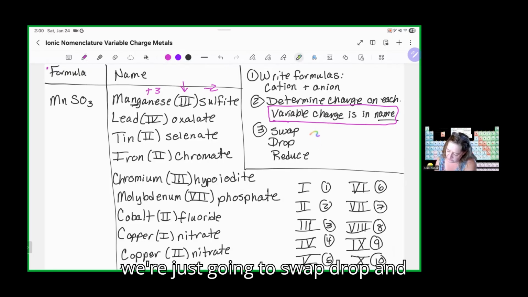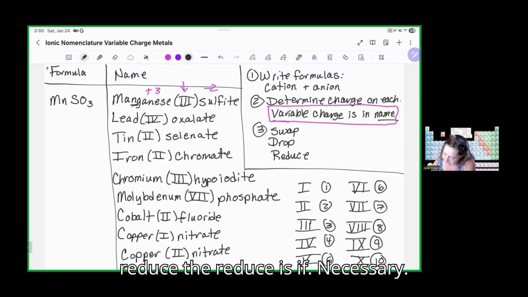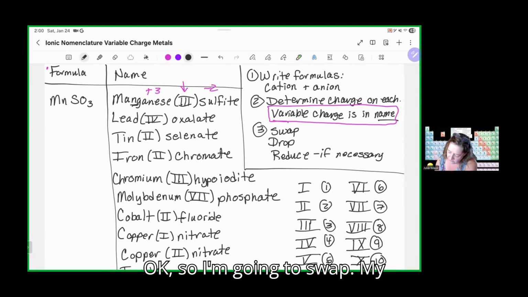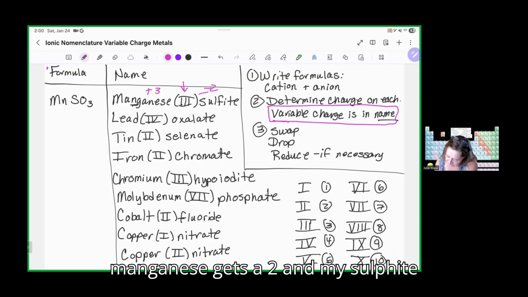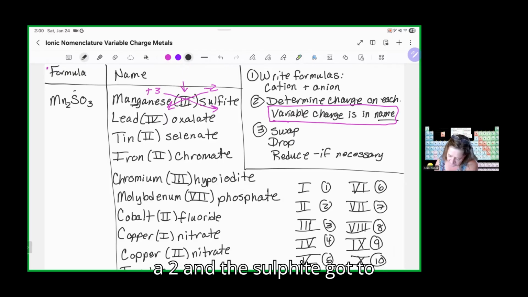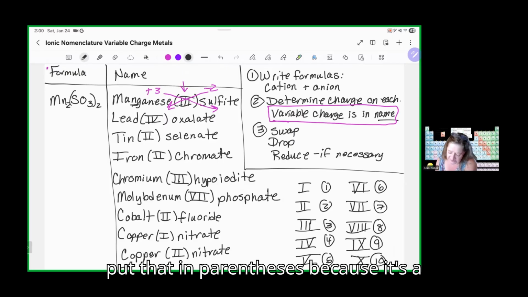Now we're just going to swap, drop, and reduce. The reduce is if necessary. You won't always need to reduce. So I'm going to swap. My manganese gets a 2 and my sulfite gets a 3. So the manganese gets a 2 and the sulfite, got to put that in parentheses because it's a polyatomic, it gets the 3.